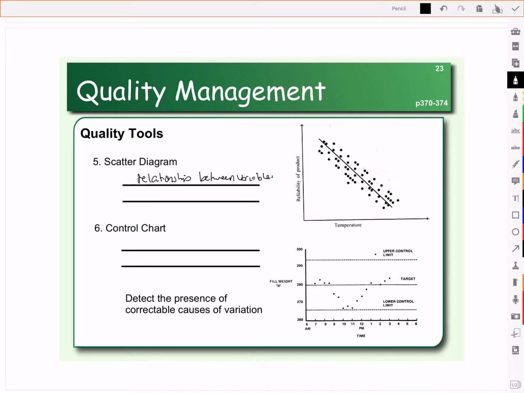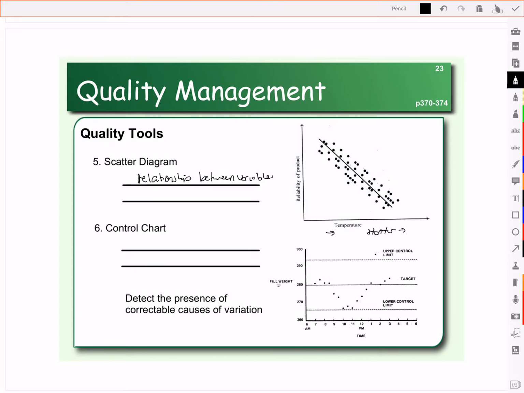So for example, on the right here we have temperature and we have the reliability of our product. Notice that as the temperature gets hotter, the reliability of our product declines. So we can start to better understand what's impacting the quality of our product, what's hurting the quality of our product, by looking at related variables. So in this case, temperature seems to be related to the reliability of our product. The hotter it is when we produce the product, the less reliable the product is.